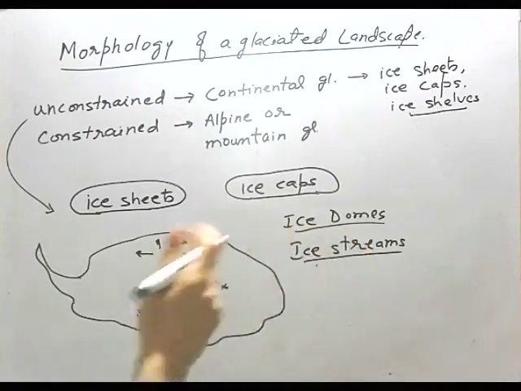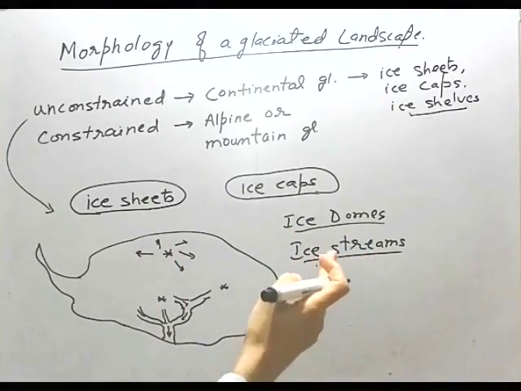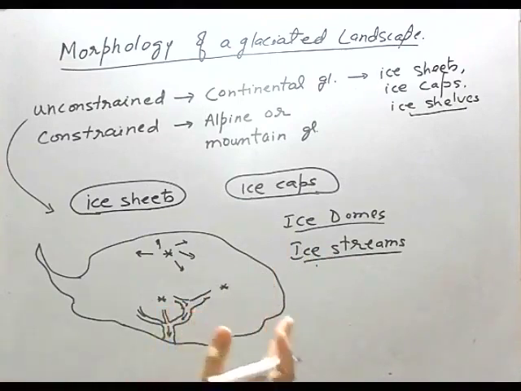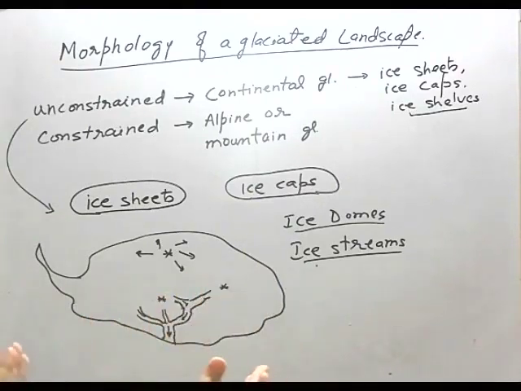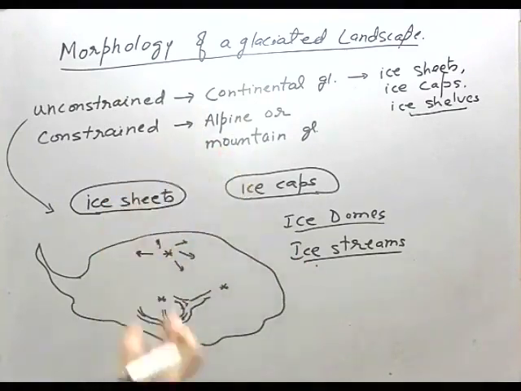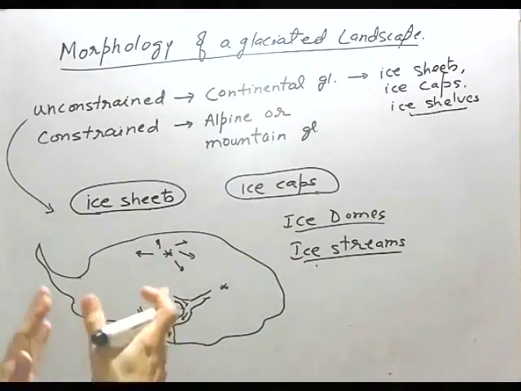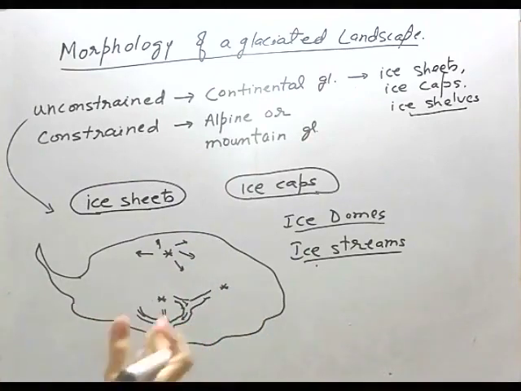They are analogous to valley glaciers, but the difference between an ice stream and a valley glacier is that the ice stream is bounded by ice itself. Means the moving material is also ice, and the bounding material is also ice. In the case of valley glaciers, which are present in the mountains, the moving material is ice, but the bounding material is rock, bedrock, on the bottom as well as on the sides.